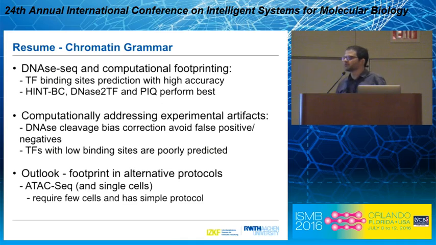And one particular outlook that we have is that there are now different alternative protocols, for example, ATAC-seq, also single-cell experiments, either in ATAC-seq or also in DNase-seq. And these experiments are also quite nice from the biological perspective because they are very simple to perform and also need fewer cells. So, for example, this is something that's still open computationally.